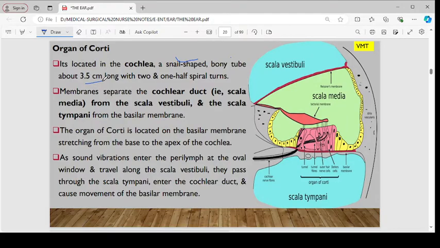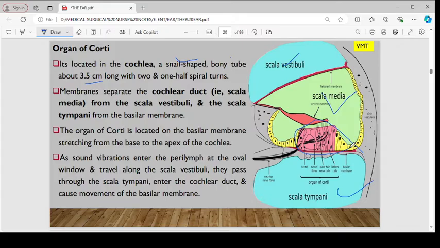We have membranes that separate the cochlear duct. The cochlear duct is the scala media here, from the scala vestibuli and the scala tympani, right? The scala tympani forms the basilar membrane. The organ of Corti is located on the basilar membrane, right? The basilar membrane stretches from the base to the apex of the cochlea.